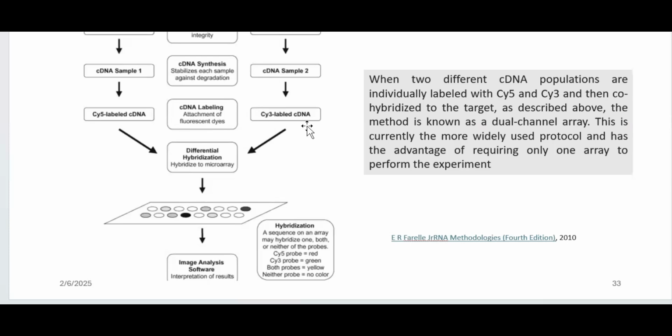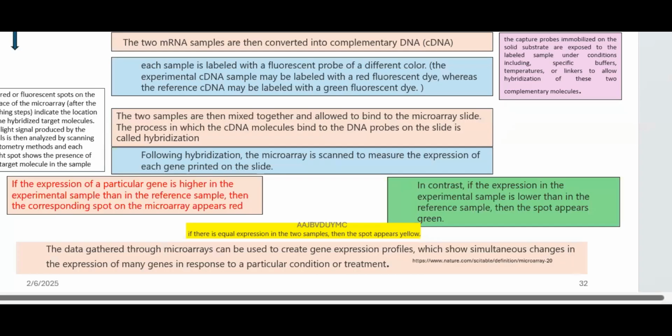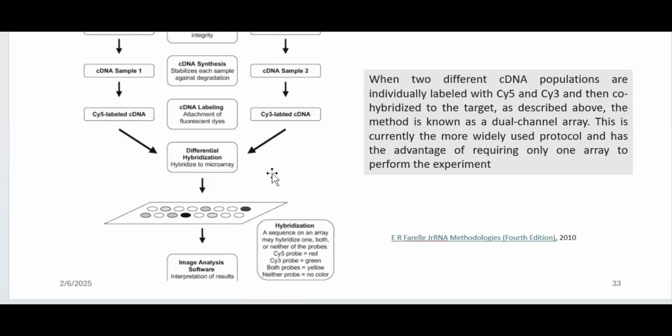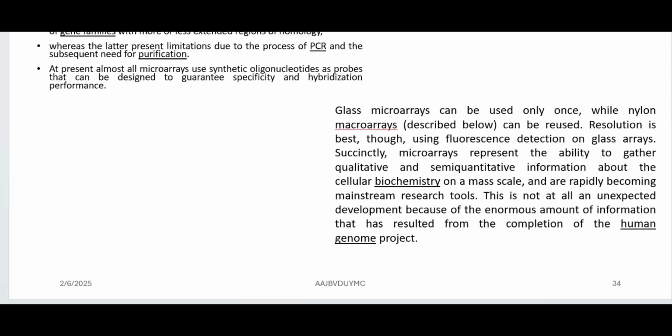Now these are the things which are going to depend on what label you are adding. But here what is the concept? In the previous case it was single channel. In this case it is a double channel, or two channel system, or dual channel system. Like that you can have multi-channel systems also. Now when it comes to microarrays, I'll come to this slide a little later.